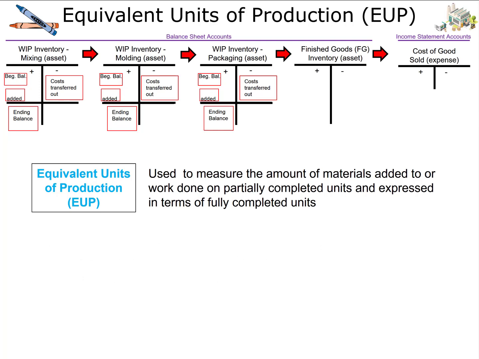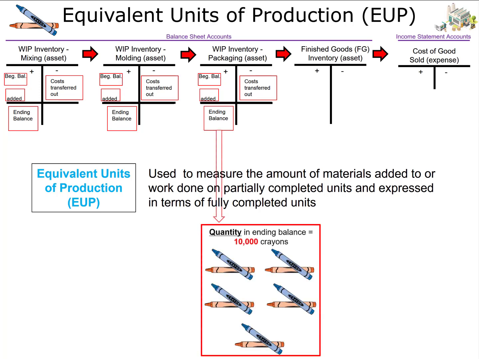So now let's get a bit more in-depth into equivalent units of production. Let's focus on the packaging department's ending balance. Now this part is very important. We are discussing the quantity of crayons in the ending balance. We are not talking about costs yet. So the packaging department has 10,000 crayons still in the packaging department at the end of the accounting period. The textbook will refer to these as units.